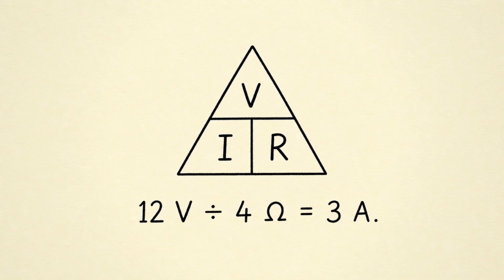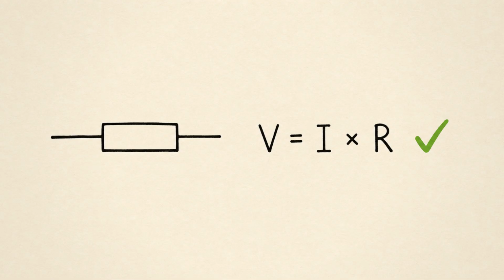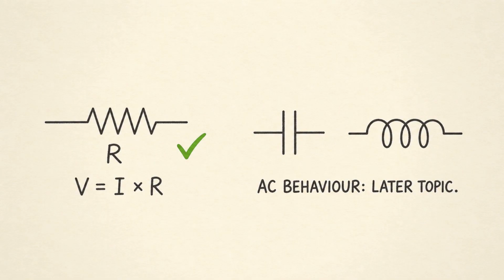For the ASOC exam, you should be comfortable with the three forms of the formula. V is equal to I multiplied by R, I is equal to V divided by R, and R is equal to V divided by I. Ohm's law is very useful, but it must be used correctly. It works clearly for resistors where voltage and current have a simple relationship, but not every component behaves like a plain resistor. Capacitors and inductors behave differently, especially in alternating current circuits.